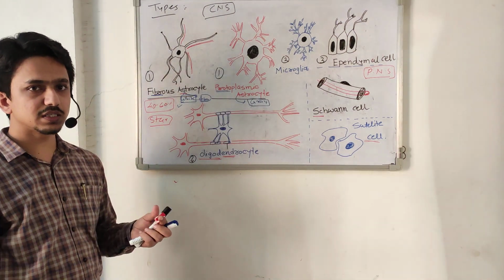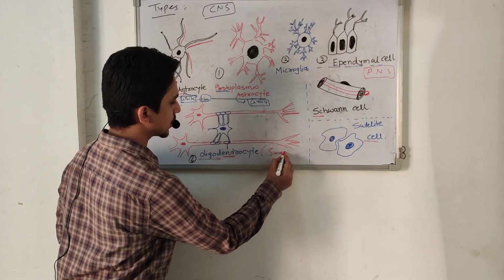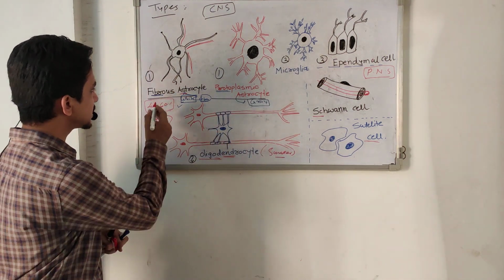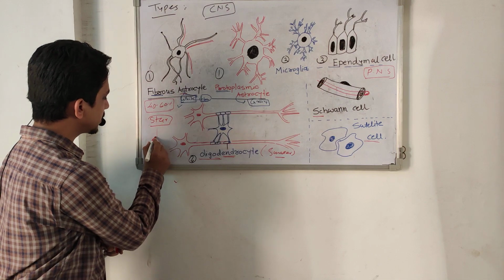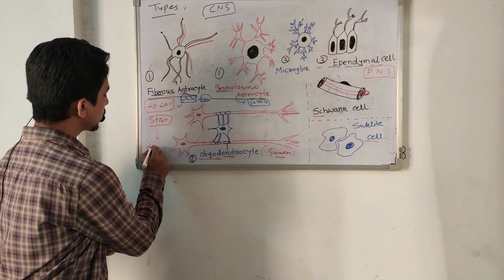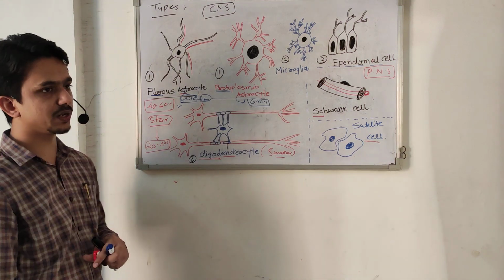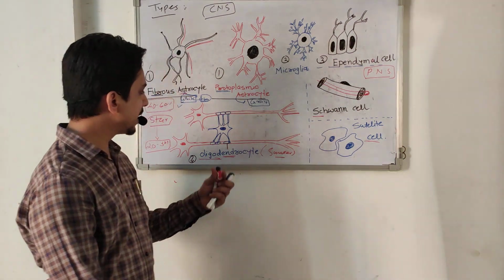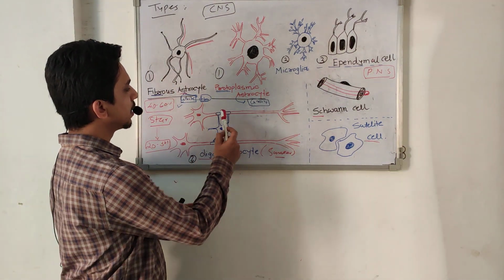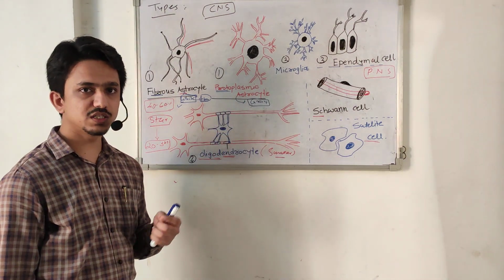Okay. But its size is smaller than the astrocytes. It's smaller, and the number of oligodendrocytes is less than astrocytes, but they are second in number. They are the remaining 20 to 30% in the CNS. The main function of oligodendrocytes is that they are responsible for myelination in the CNS. It is the main function.